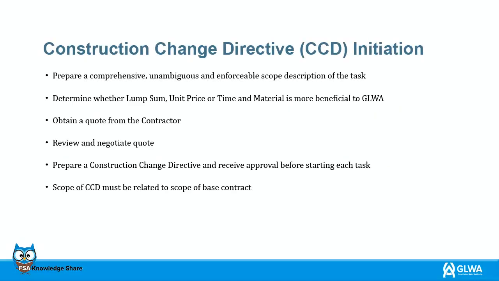The following steps are required to process a CCD. Prepare a complete and detailed description of the task at hand. Analyze the lump sum, unit price, or the time and material to determine which process will benefit GLWA the most. Contact the contractor of the job and get a quote. Review and negotiate a quote to make sure it is beneficial to GLWA.